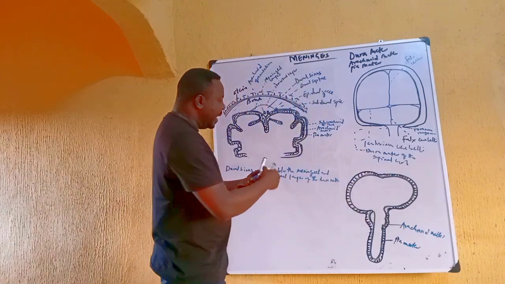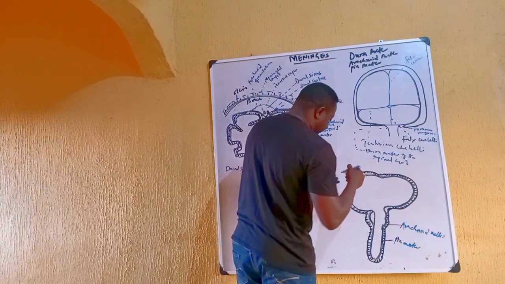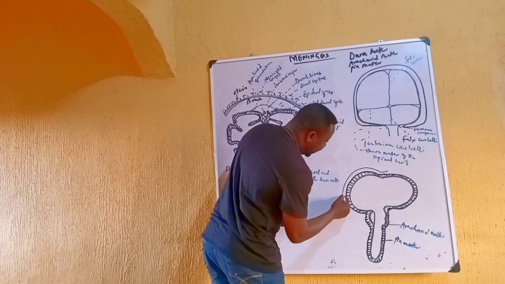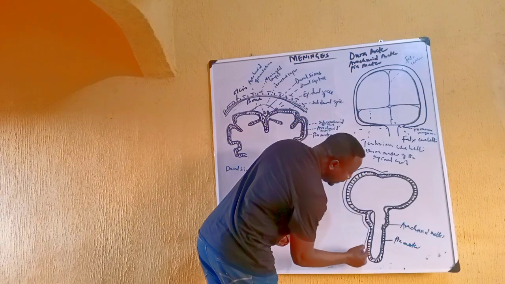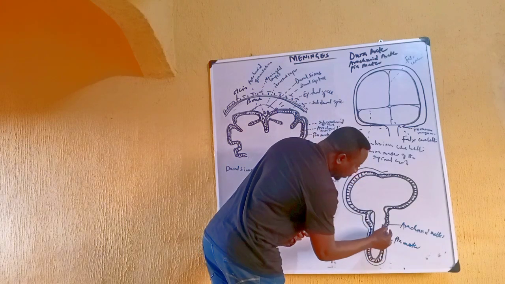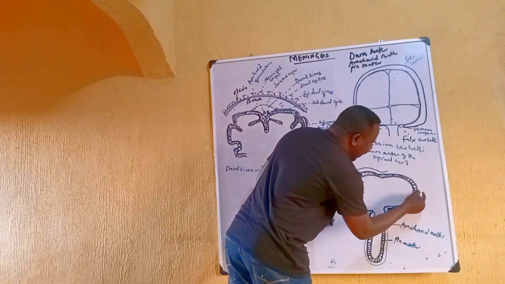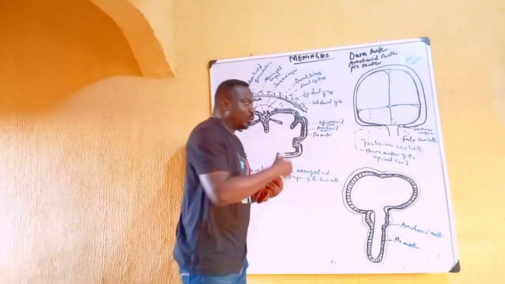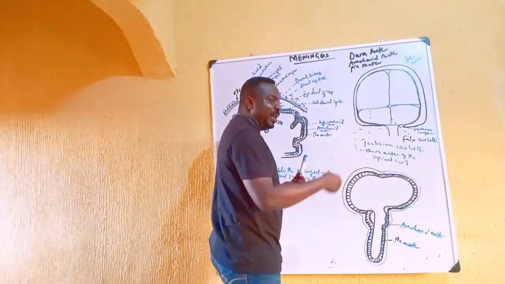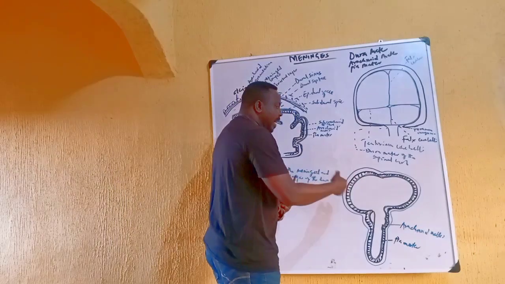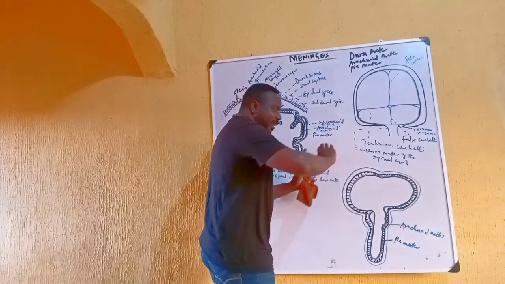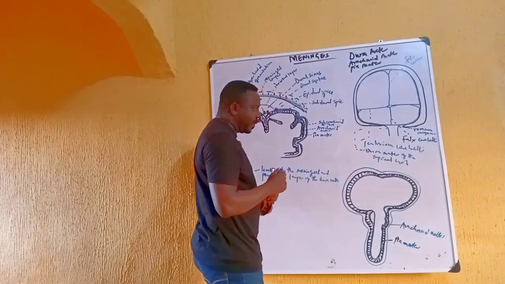Now, the next one is called the dura mater. The dura mater is a tough matter. The word dura means tough. Dura mater means tough mother. So the dura mater is a tough layer. It is made up of tough connective tissue that protects the brain.